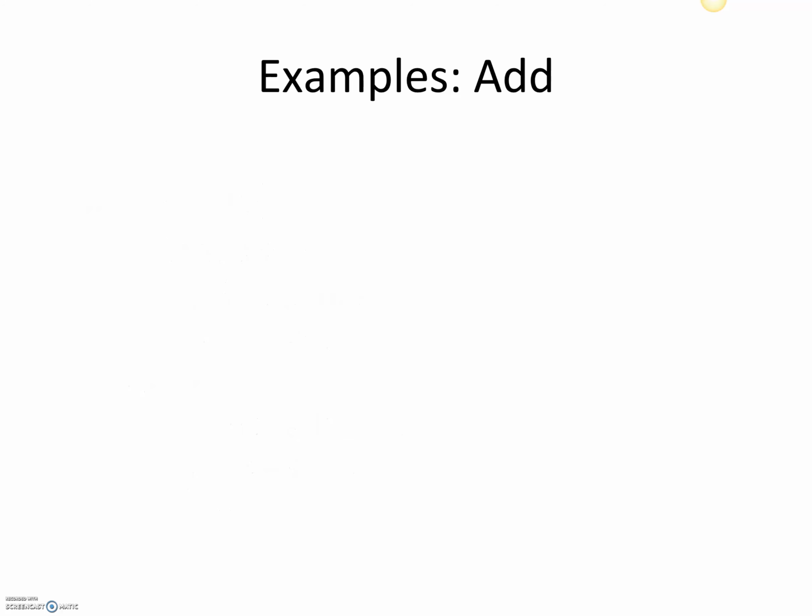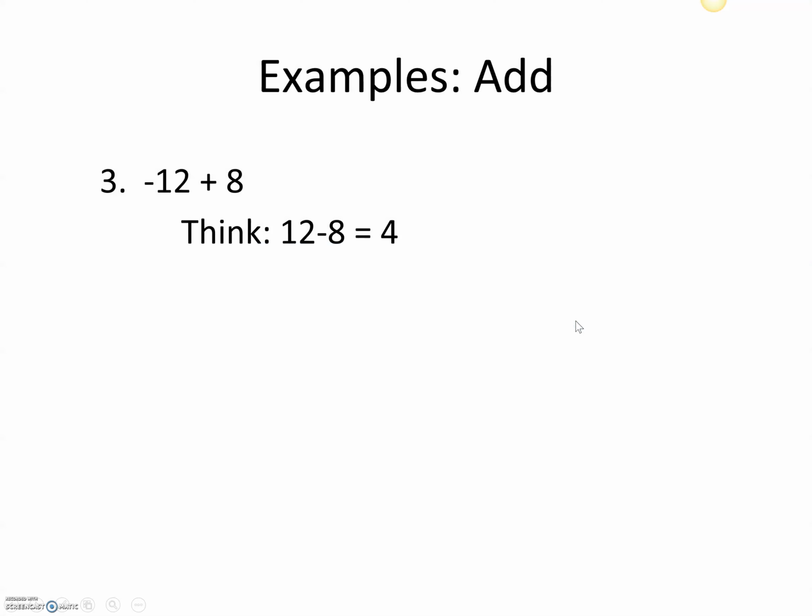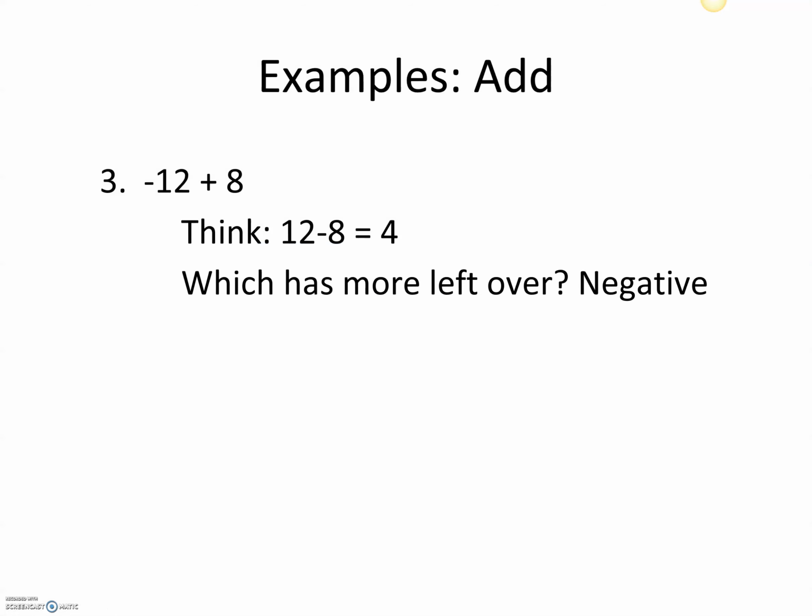When we are adding with opposite signs, we're going to think subtraction. So negative 12 plus 8, I think 12 minus 8, which equals 4. And since the 12 is bigger and the 12 is negative, our answer is going to be negative 4.